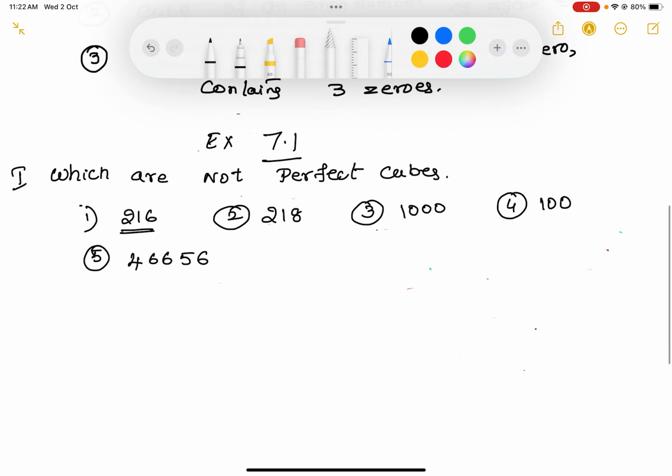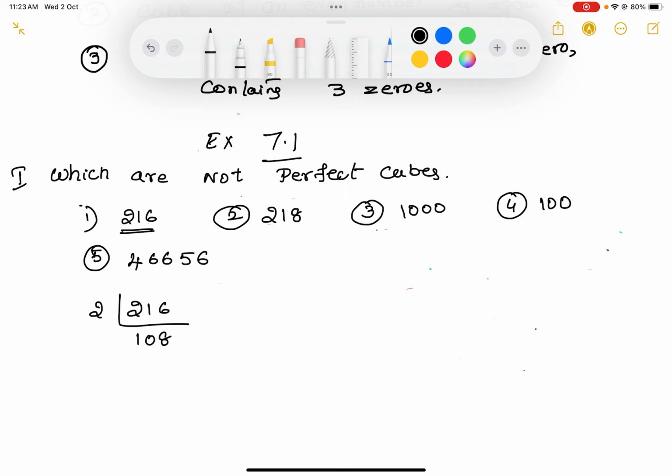But if you are remembering it, well and good. In the examination, how are you going to write down whether it is a perfect cube or not? You are going to do it using the technique of prime factorization. So now here there is 216. Let us start with 2 only. 2 1s are 2 and 2 8s are 16.